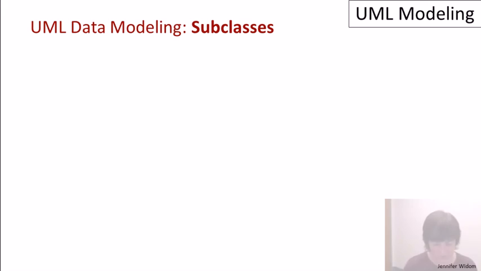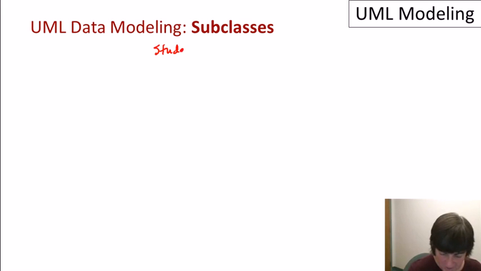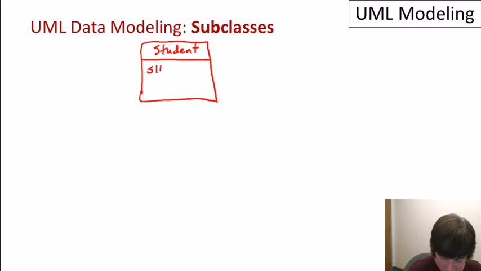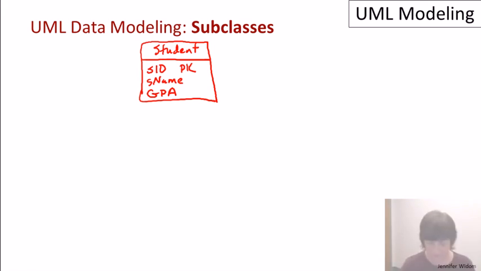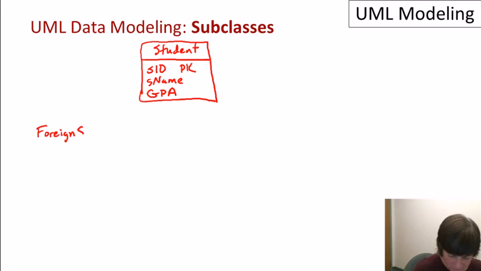So we're going to have the student class as the top of our hierarchy, and the student class will again have the student ID, let's say the student name and GPA, and we'll say that the student ID is the primary key for objects in that class. We're going to have three subclasses. One is going to be the foreign students. We'll call it foreign S. One is going to be the domestic students.